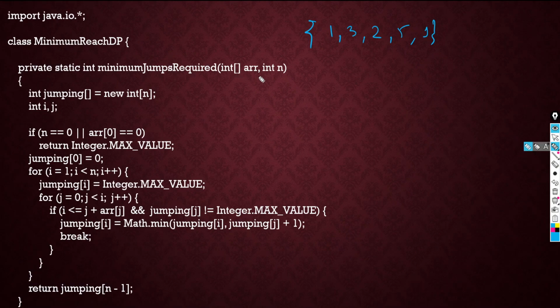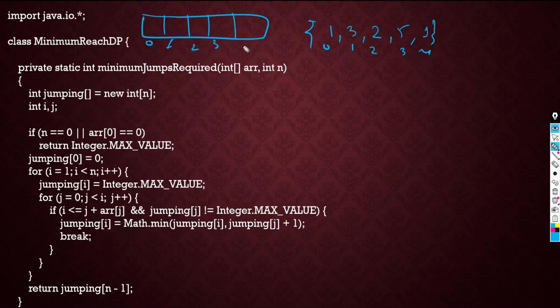Now, what do I have to do? Let me create an index for that: 0, 1, 2, 3, 4. Now I have created one jumping array, as in the code it is written that you need to create a jumping array as well: 1, 2, 3 and 4 are created the same way. You need to take i and j as well, and n. Currently n is 5, right?